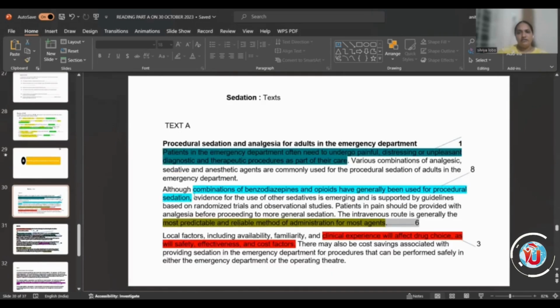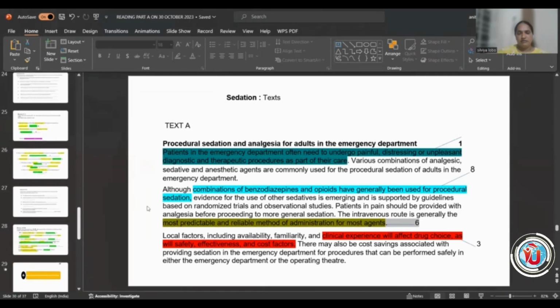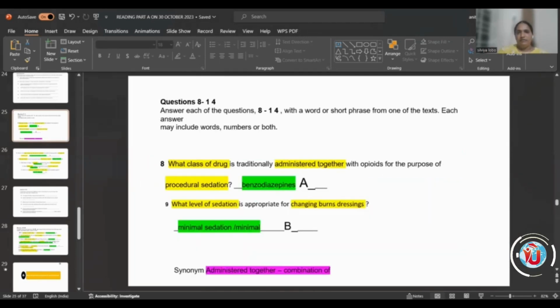In the text, they gave all the combination of benzodiazepine and opiates have generally been used for procedural sedation. In the question statement, they gave administered together. Here in the answer booklet, they give combination of. Here we have to see that synonym word of administered together. So answer is benzodiazepine.